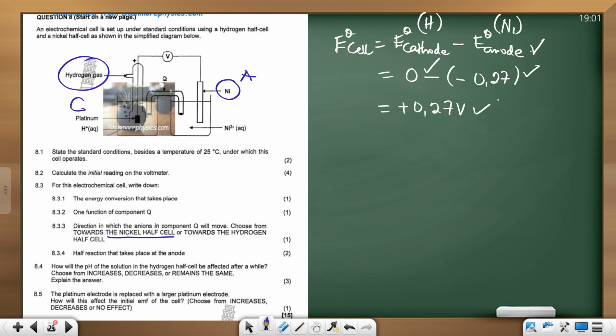Can we write the half reaction at the anode? See, everything relies on you identifying. What do you do at the anode? You start from the right, go to the left. So what are we writing? Ni solid to give us what? Ni 2 plus, plus what? 2e. Get your 2 mark.